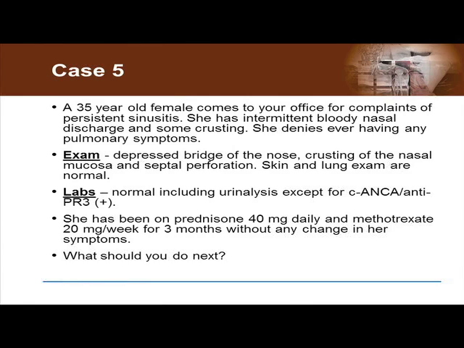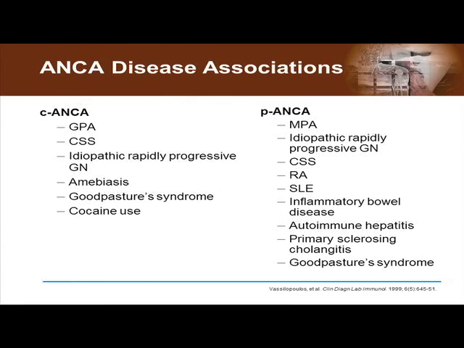In this case, this patient was referred to ENT, and biopsy was negative for any infection, but the polarizing microscopy did reveal that she had crystals of cocaine in her nasal mucosal biopsy. So all of you are aware of disease associations with ANCA positivity, but just to go over it briefly, C-ANCA positivity can be associated most strongly with GPA, but also other diseases like Churg-Strauss syndrome, idiopathic rapidly progressive glomerulonephritis, infections such as amoebiasis, other diseases such as Goodpasture syndrome, and cocaine use.